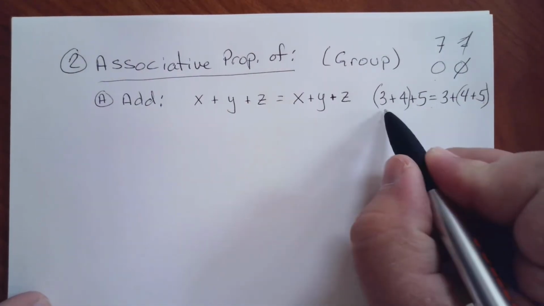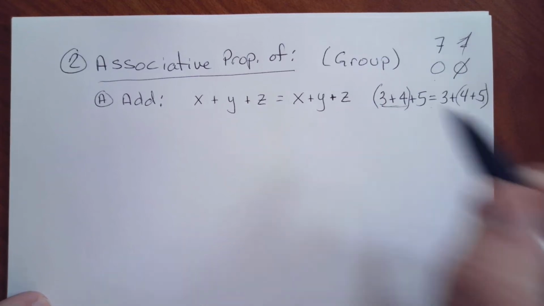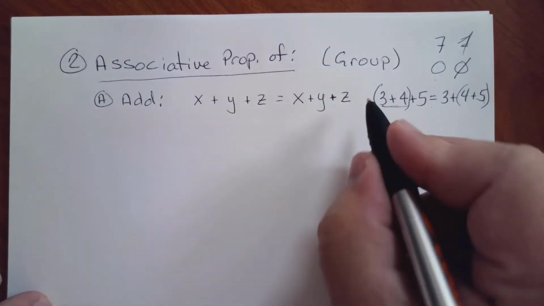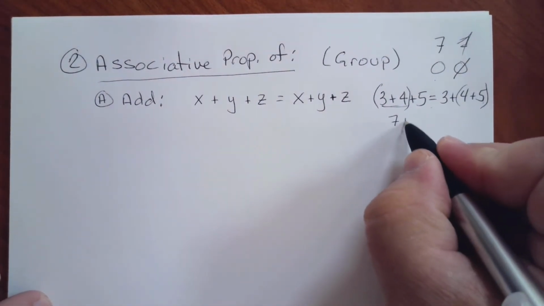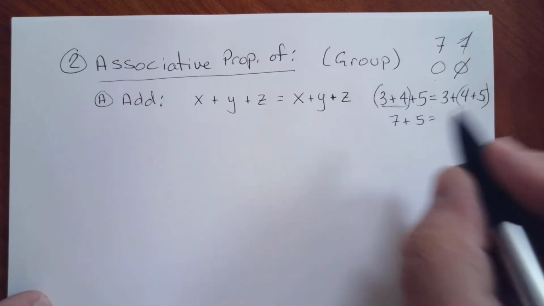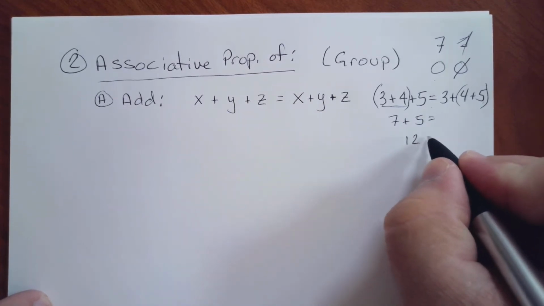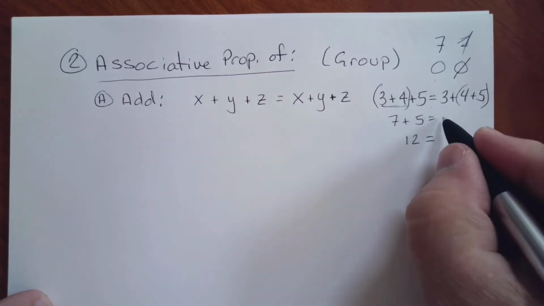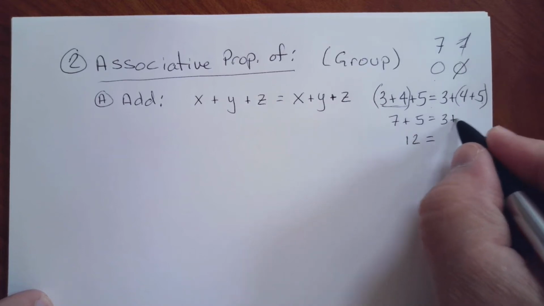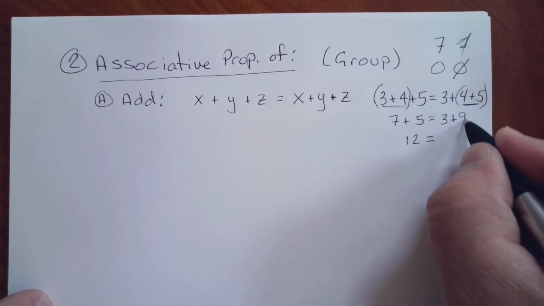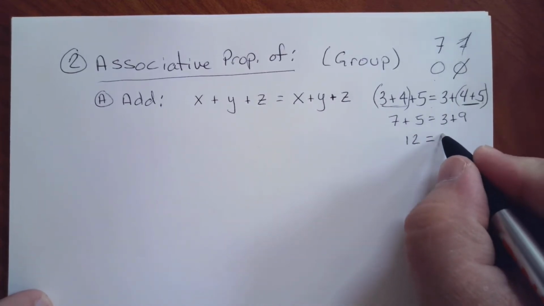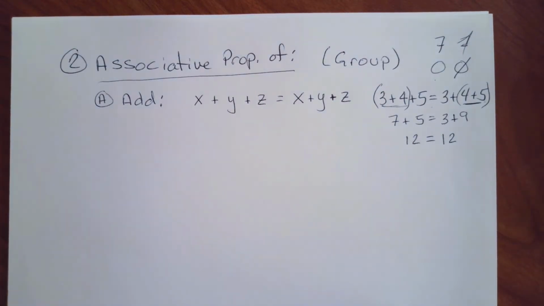So here, now we're told what to do first. 3 plus 4 is 7. 7 plus 5 is 12. 4 plus 5 is 9. 3 plus 9 is 12.